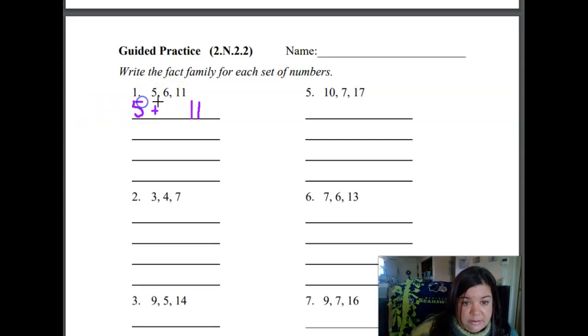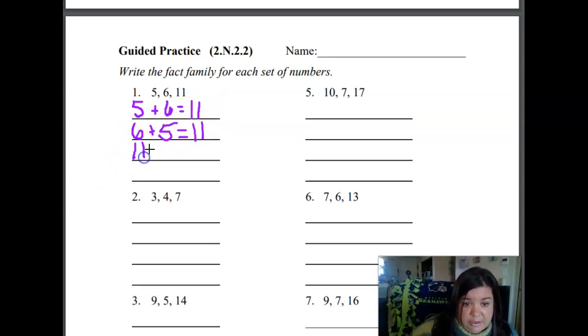5 and 6, and they equal 11. And then remember, we just switch these 2 around. So we do 6 plus 5 equals 11. We just reverse them.